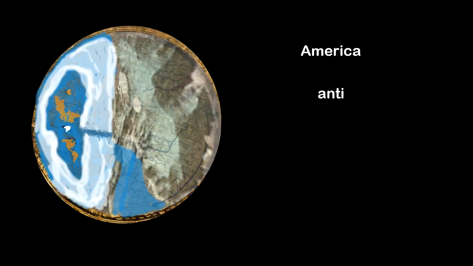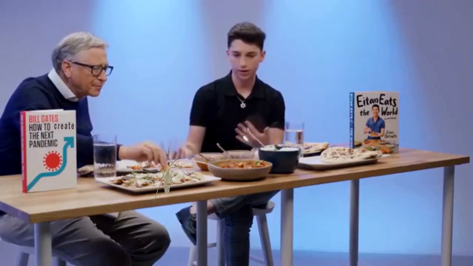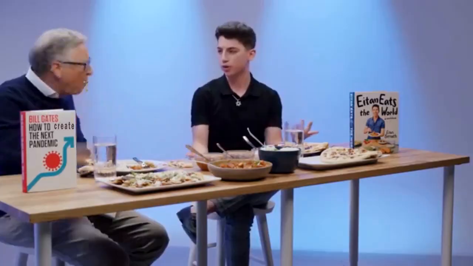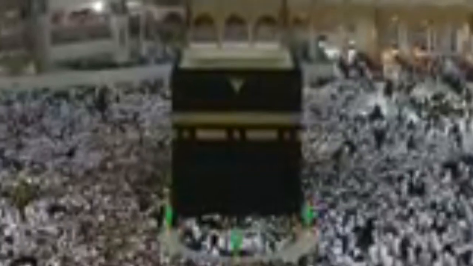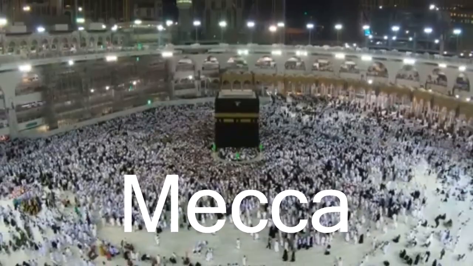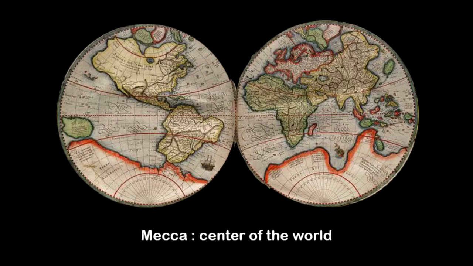That gives you Anti-Mer-Tica. If you have a negative, you must have a positive. Well, I had to chew on this for a while. Then I thought, well, it has to be Mecca. Anti-Mertica and Mertica. Mecca, center of the world.